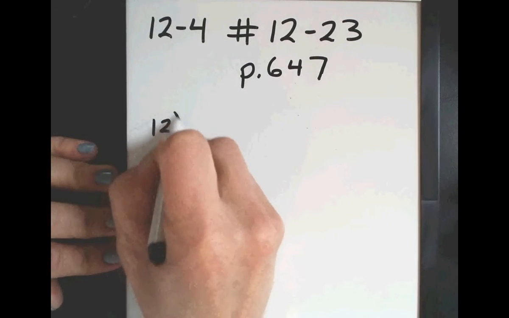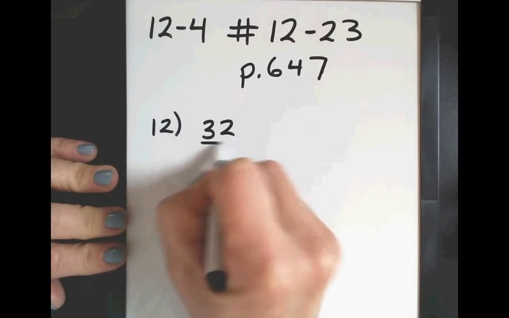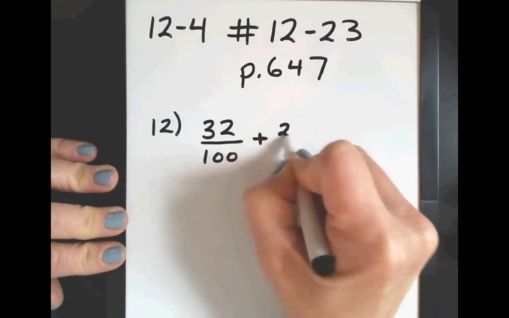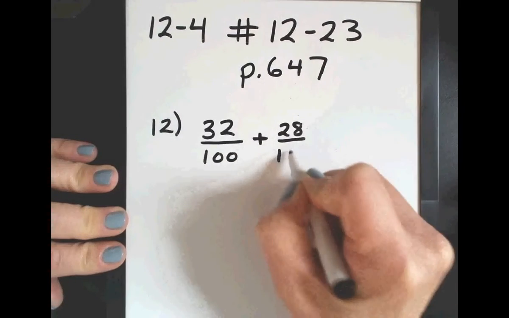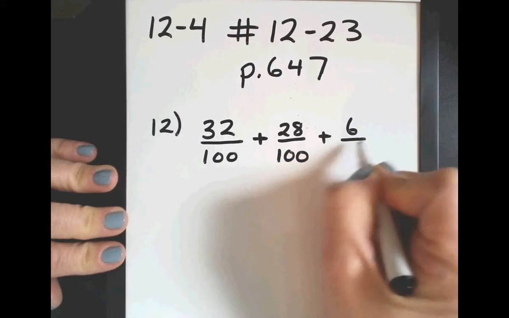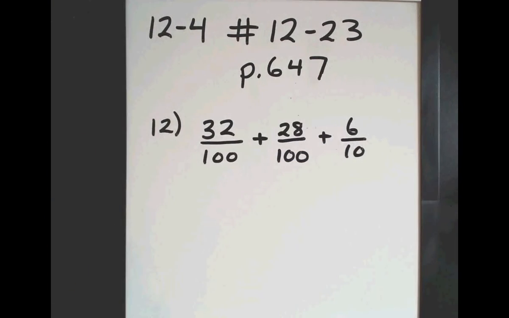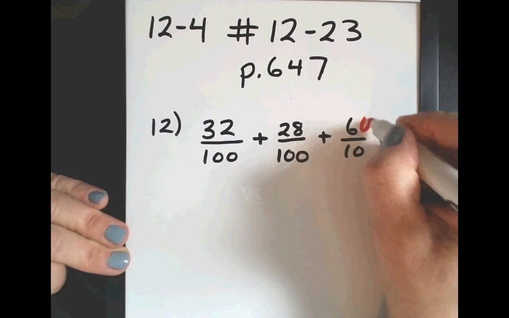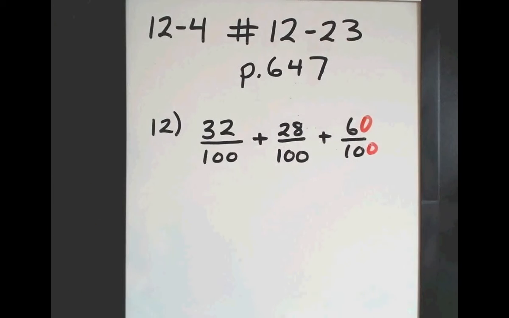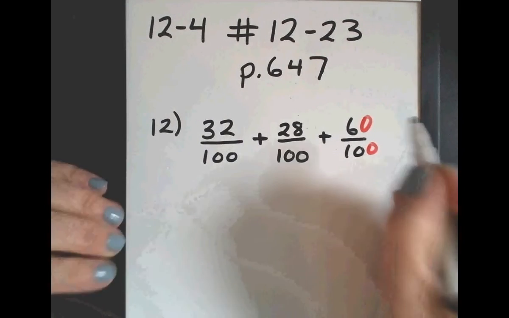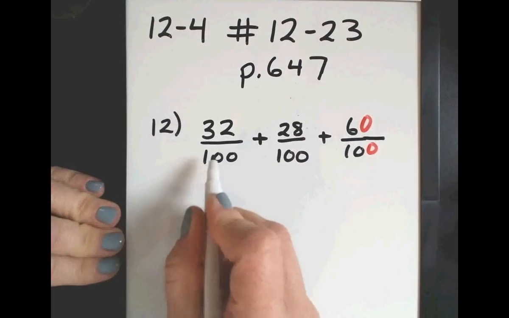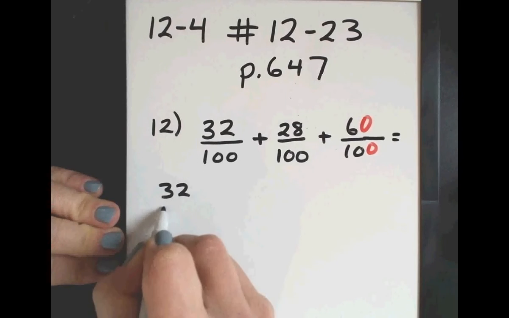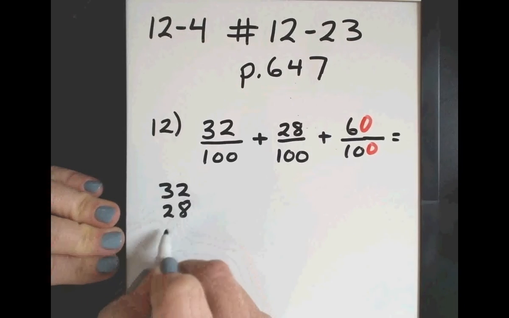For number 12, the problem says 32 hundredths plus 28 hundredths plus 6 tenths. So here we need to change 6 tenths into hundredths, so I'm going to add a 0 to the numerator and a 0 to the denominator. So now I've got 60 hundredths, so I need to add up my numerators. So I've got 32 plus 28 plus 60.